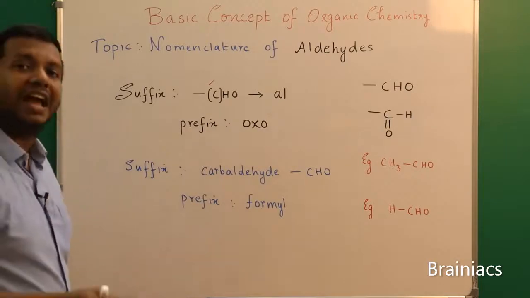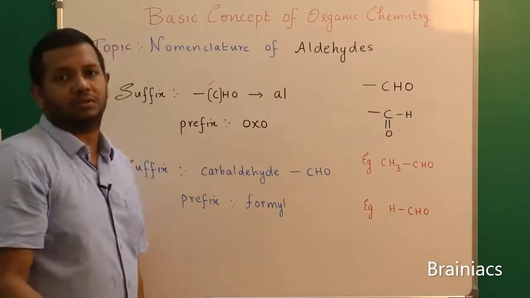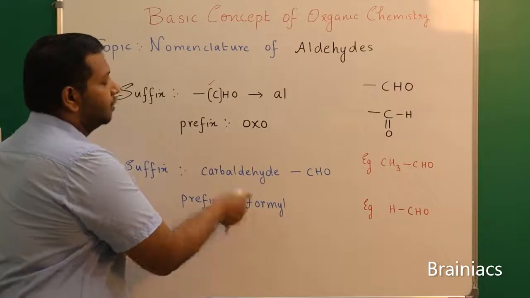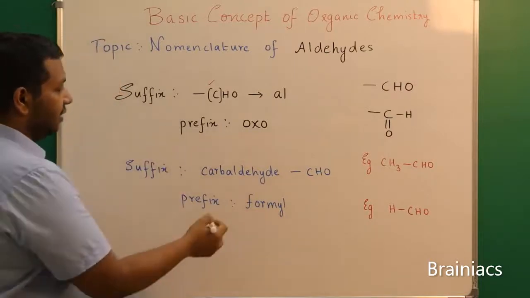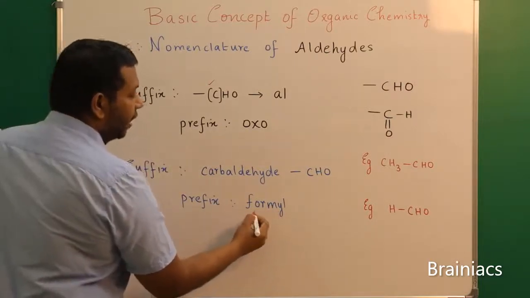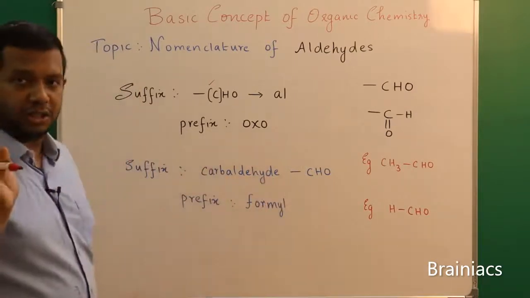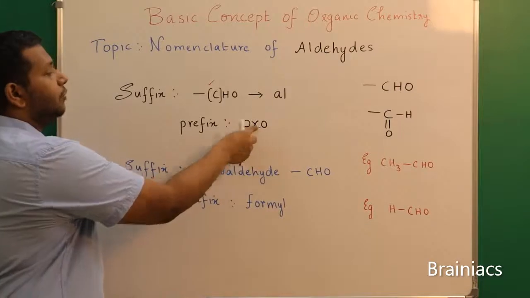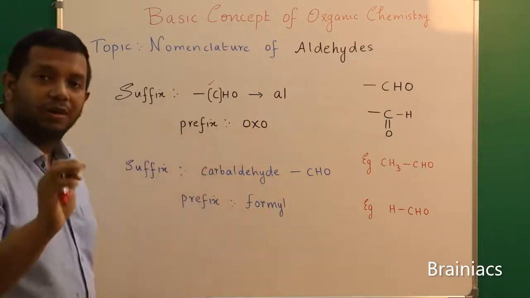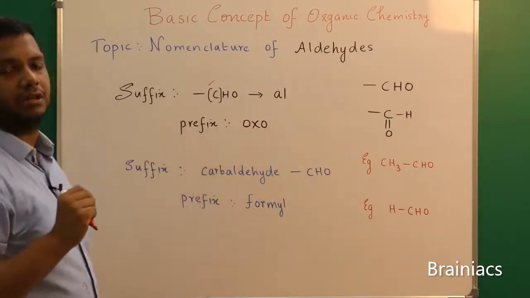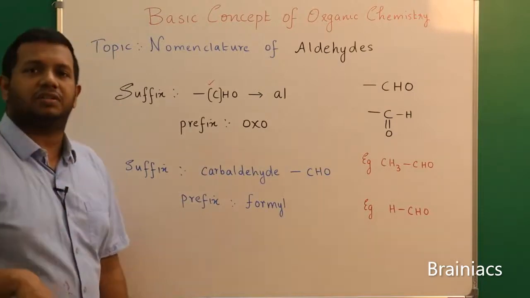Okay. So there can be cases where the carbon atom of the CHO is not included in the parent carbon chain and it is behaving like a substituent. In that case, we use the prefix formyl. So please understand, this prefix formyl is used if the carbon atom of the CHO is not included in the parent carbon chain. Okay, this prefix oxo is used if the carbon atom of the CHO is included in the parent carbon chain. We will see the examples, then you will understand this.